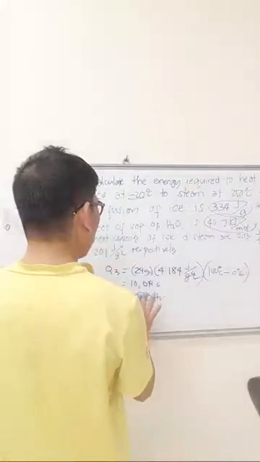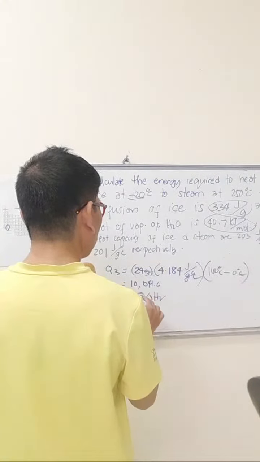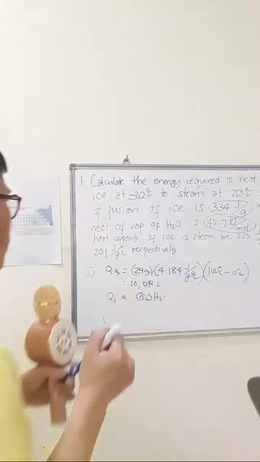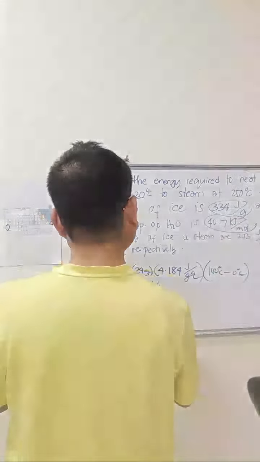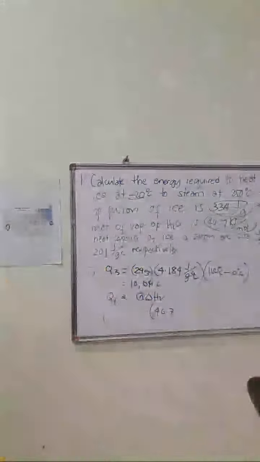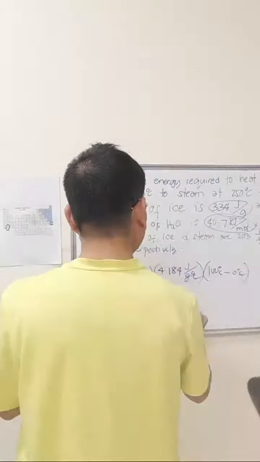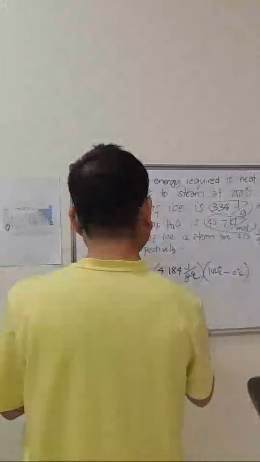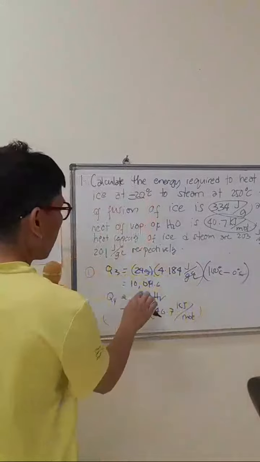So we will change the formula into n delta H. This is the number of moles, right? Now we have the 40.7, so we need to say this is a molar heat of vaporization: 40.7 kilojoules over mole, so that we can cancel it. Let's have this mole instead of mass.